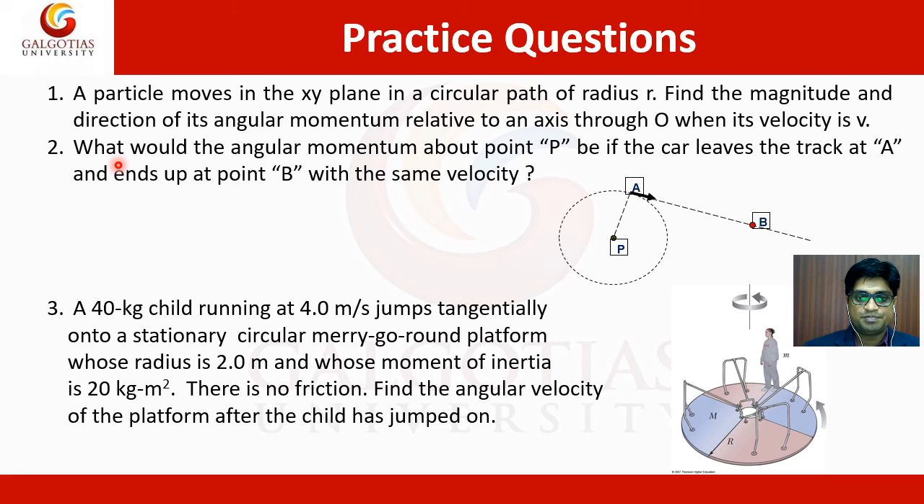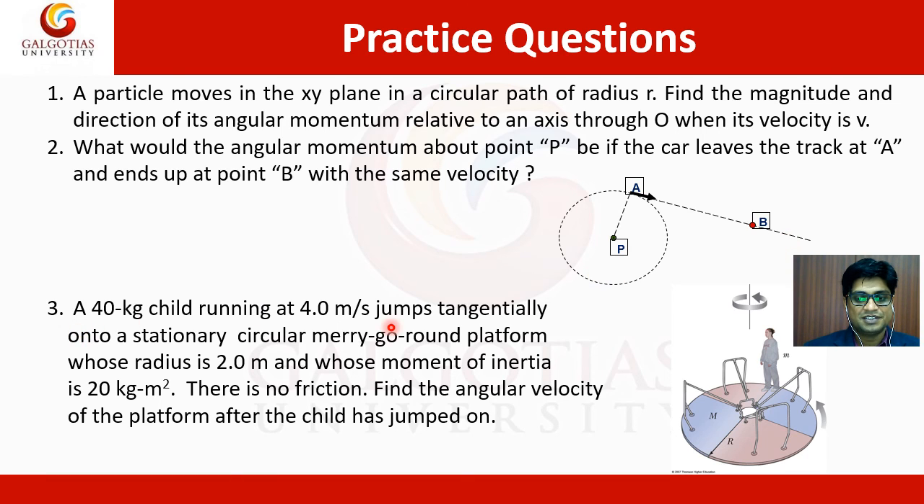Let's discuss the practice questions. If you have gone through this lecture, you can solve these. A particle moves in an xy plane in a circular path of radius r. Find the magnitude and direction of its angular momentum about an axis through O when its velocity is v. You can also find the angular momentum about the point P if the car leaves on track A and ends up at point P with the same velocity.